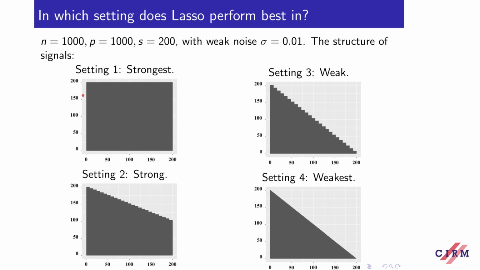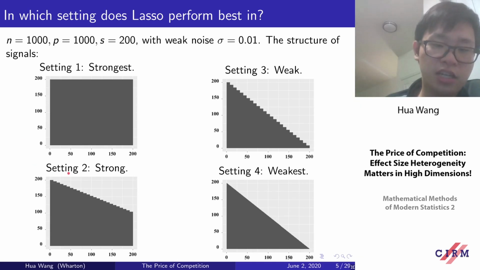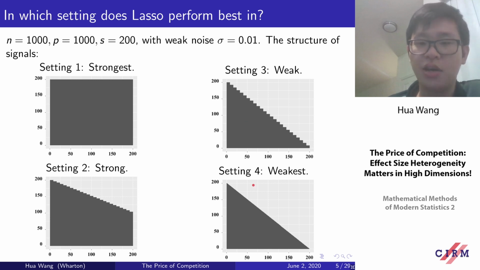In setting 1, which I term the strongest, all the signals are set to be equal to 200. In setting 2, which I term strong, even though some signals are equal to 200, some of the signals have magnitude around 100. So even though it's also strong, it's weaker than setting 1. By similar reasoning, setting 3 is even weaker, and setting 4 is the weakest among the 4 settings.